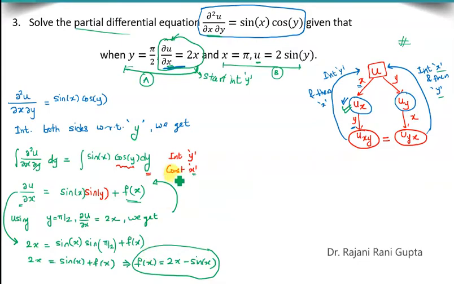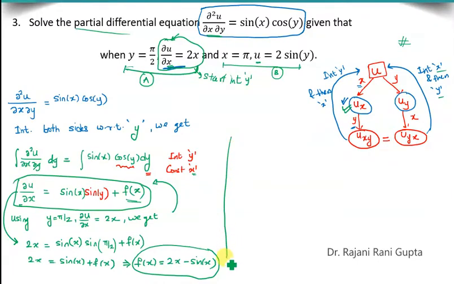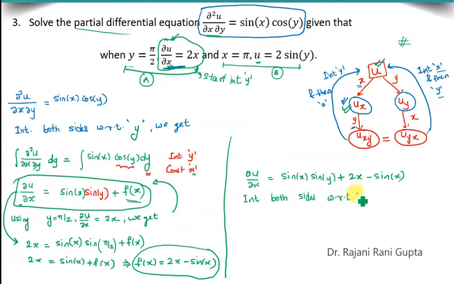So now we substitute this value of f of x in this equation. Let me write it. The partial derivative of u with respect to x is equal to sine x sine y plus the value of f of x, which is 2x minus sine x. Now we still want to reach u, so we have to integrate it again. So integrate both sides with respect to, now with respect to which variable? Here you don't need to think whether it's x or y, because it's obvious from here. Since the derivative is with respect to x, you have to integrate with respect to x.